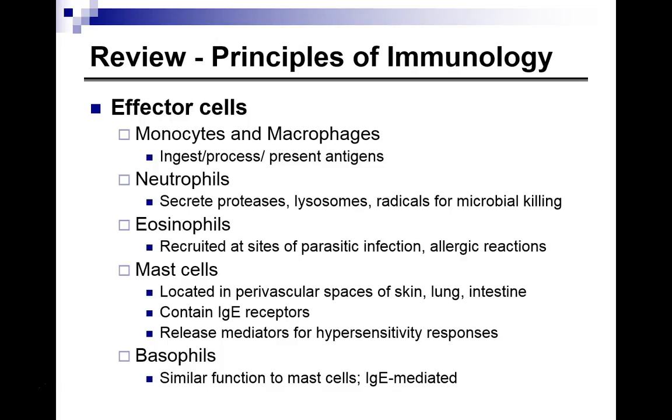What are the effector cells in this system? There are monocytes and macrophages, which are responsible for ingesting, processing, and presenting antigens. There are neutrophils that secrete proteases and lysozymes and radicals to kill microbes. Eosinophils, which are responsible for management of parasitic infection and allergic reactions. Mast cells, located in perivascular spaces in the skin, lung, and intestine. They contain IgE receptors and release mediators for hypersensitivity responses. And basophils, which are similar to mast cells in that they are IgE mediated.